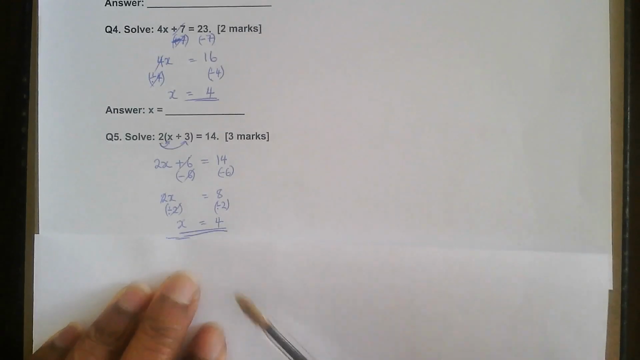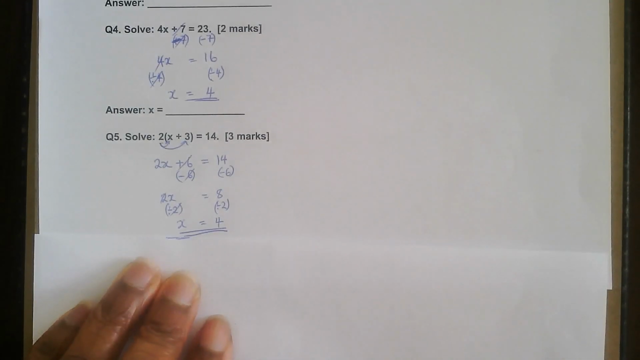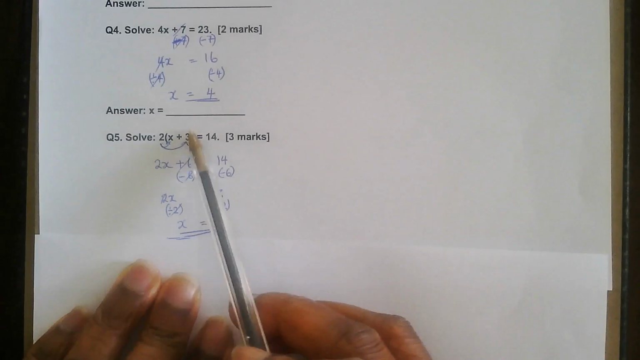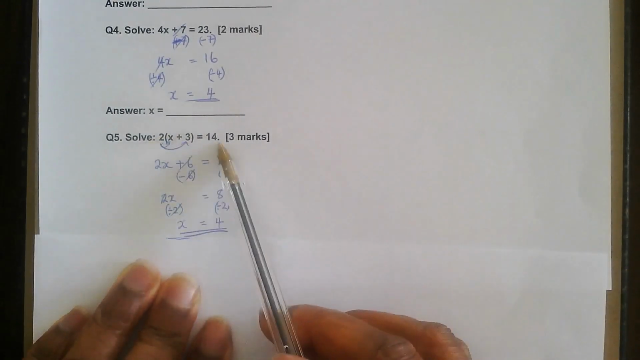You can do a quick check to be sure that your x value is indeed 4. 4 plus 3 is 7 and 2 times 7 gives 14.